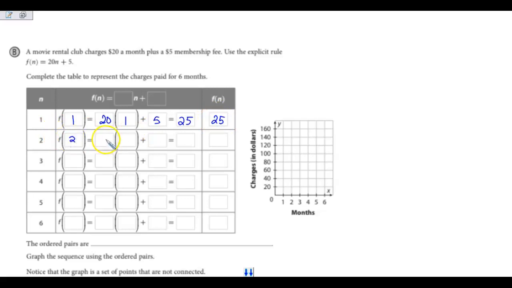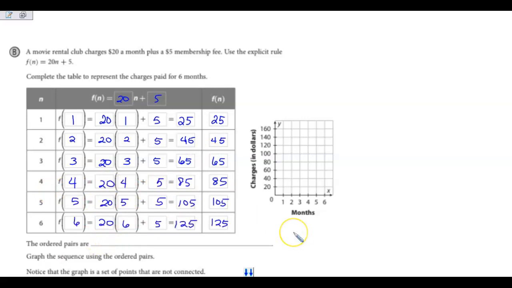My second term, replacing n with 2. 20 times 2 is 40. 40 plus 5 is 45. So my second term is 45. Oops, forgot to finish filling that out. Third term, replace n with 3. 20 times 3 is 60. 60 plus 5 is 65. So my third term is 65. And then go ahead and continue working these down. I'll be right back with you. Okay, you should have very similar values. So our terms should be 25, 45, 65, 85, 105, and 125.